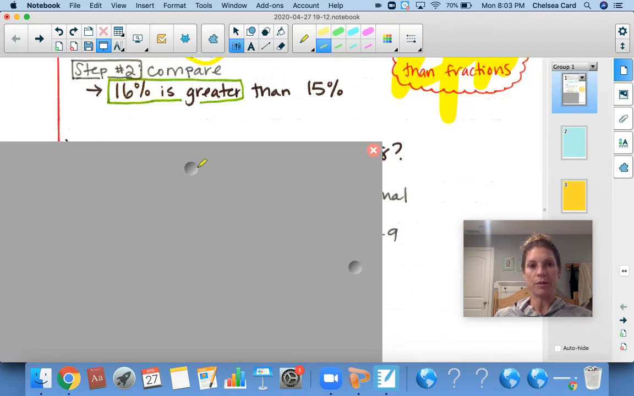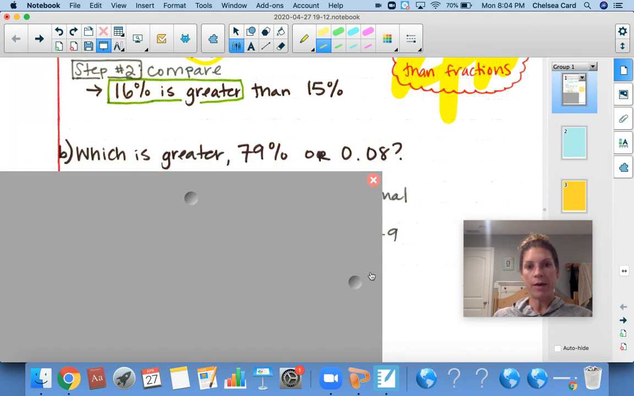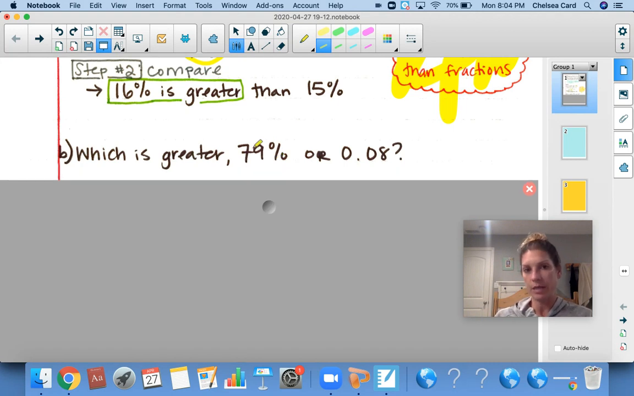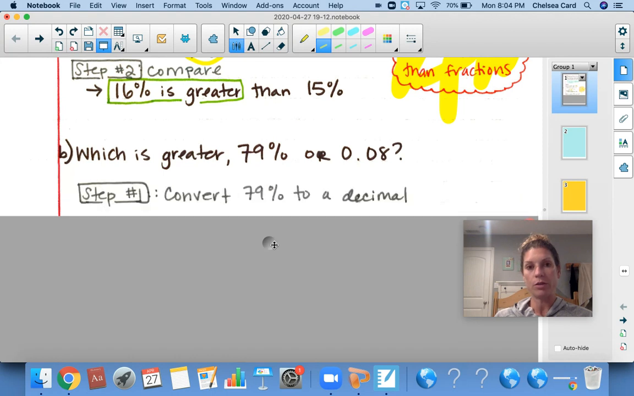Let's look at something a little bit different here. Now I'm looking at 79% or 800ths. So you have your choice here. Once again, you can go from percent to percent, or you can convert 79% into decimals, whichever you're more comfortable with. I'm going to do something different than I did in the last example. I'm going to convert 79% to a decimal. Because remember, when you're going from percent to decimal, all you have to do is remove that percent sign and then scoot that little decimal point over.